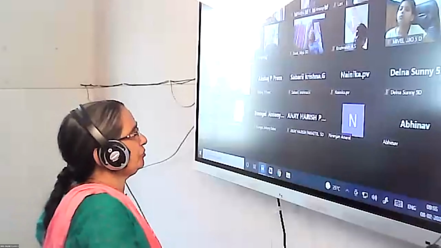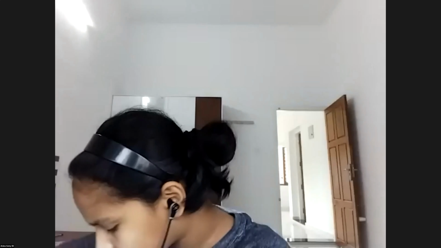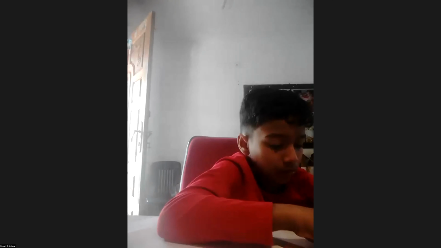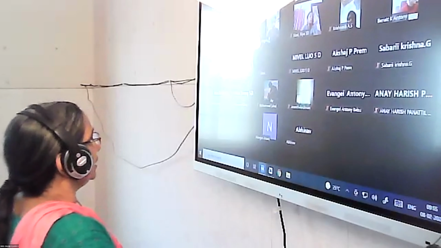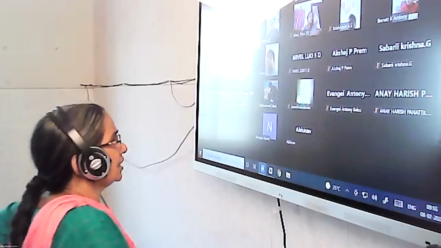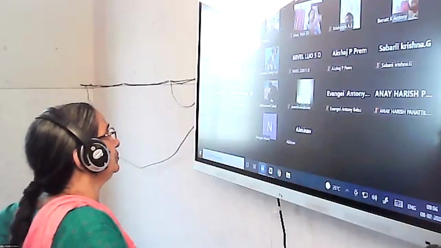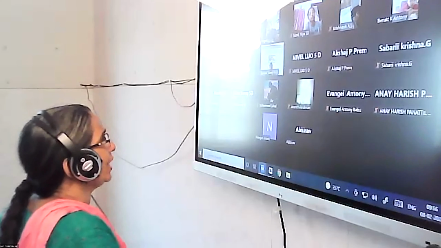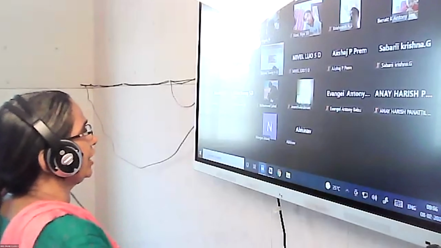So, what are the important two-dimensional figures, Krishnesh? Rectangle, circle, triangle and square. Okay. So rectangle, square, triangle, and circle. These are the important two-dimensional shapes. Is it clear? Yes or no? What do you mean by two-dimensional figures, Ritu? Flat shapes are known as two-dimensional figures.